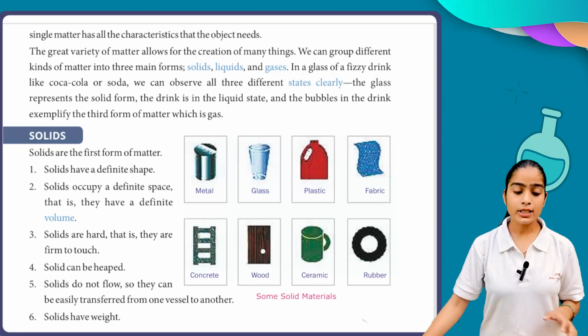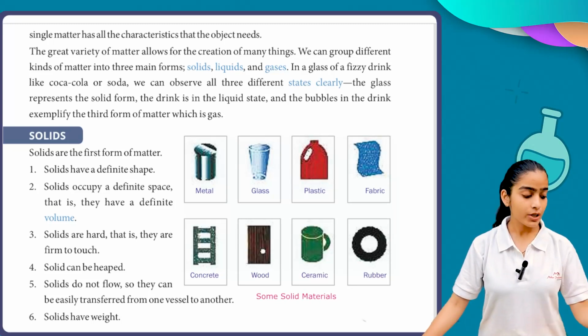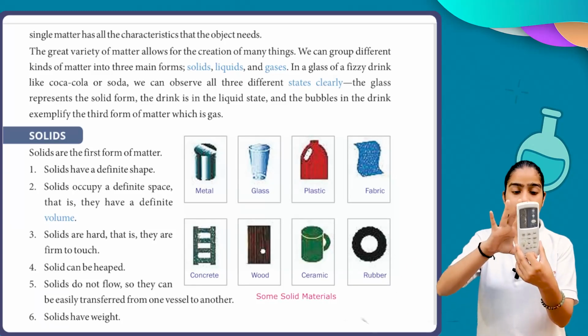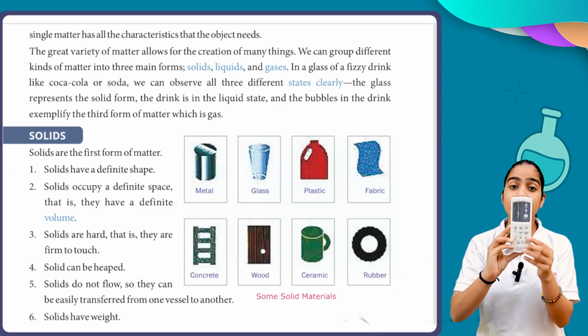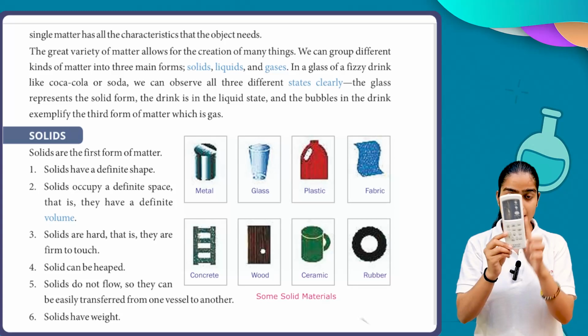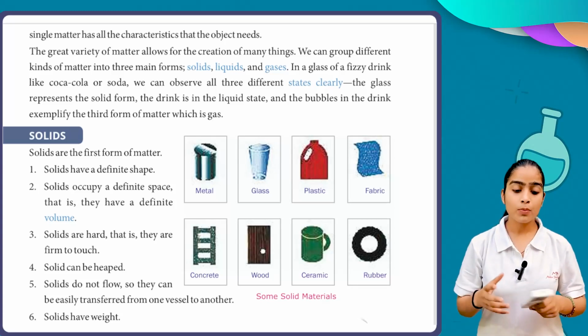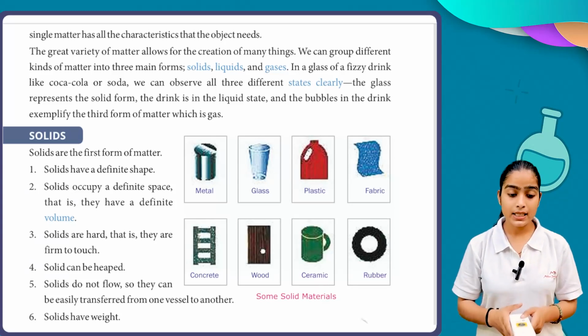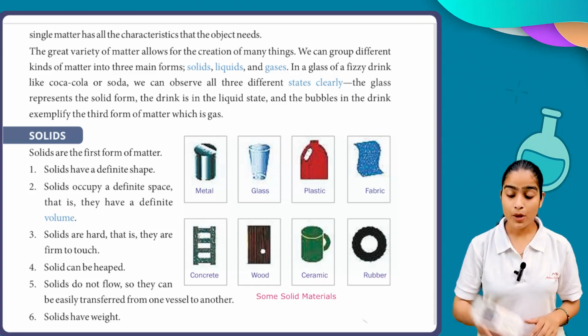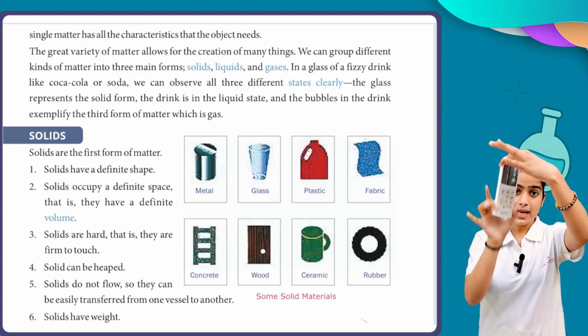Now we are going to discuss solids in detail. Solids are the first form of matter. Solids have a definite shape. For example, this is an AC remote. If you see it, it has a definite shape. I can observe it, right? Next, solids occupy a definite space, that is, they have a definite volume. So this occupies a volume.